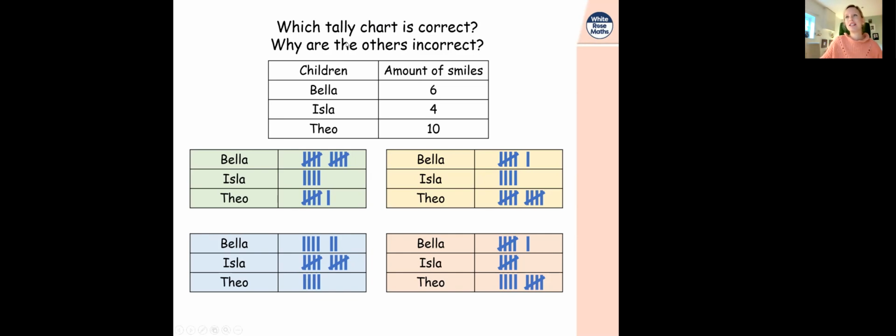Aha. So you see this white table here. It says children, and the children's names are Bella, Isla, and Theo, and amount of smiles. So it's recording. It's telling us how many times Bella has smiled, how many times Isla has smiled, how many times Theo has smiled. And I can tell by looking at those numerals there that Theo has done the most smiles. He has the biggest number there. He must be a very smiley little boy.